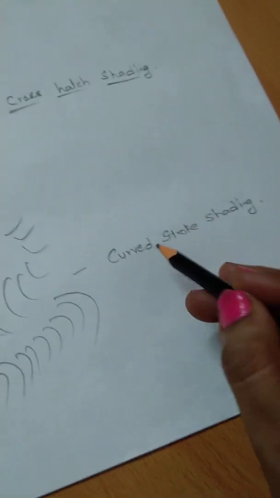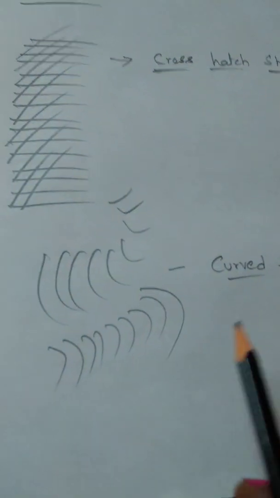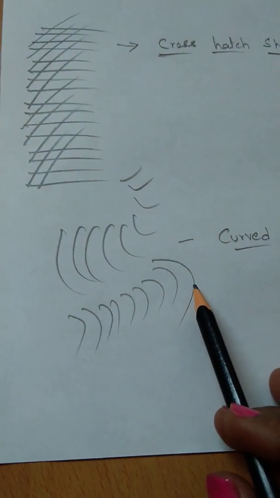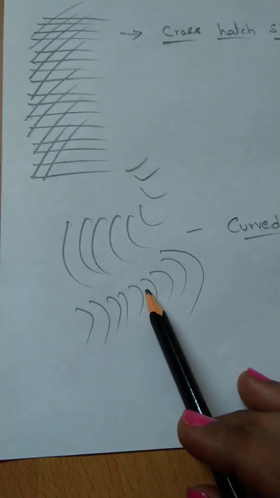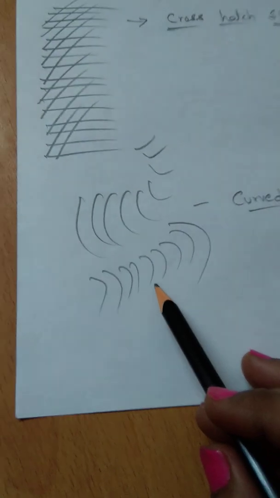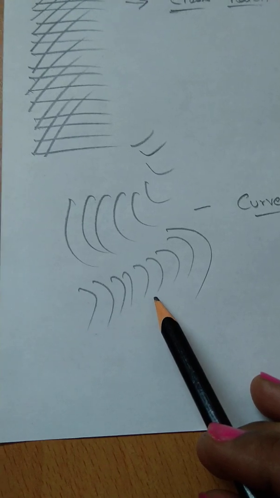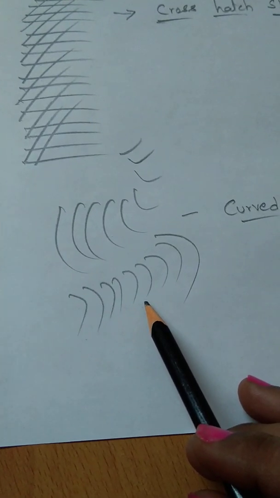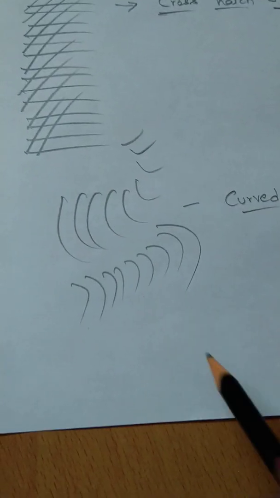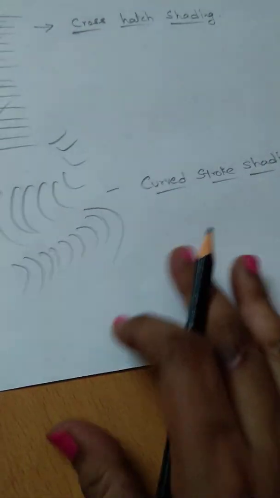And here curved stroke shading is what it is called children? Curved stroke shading. These are useful for shading objects, okay, with a curved surface where you want to emphasize the shape of that object. Okay, this shading is used wherever the shape of that object, surface is curved. Okay, this is the curved stroke shading.